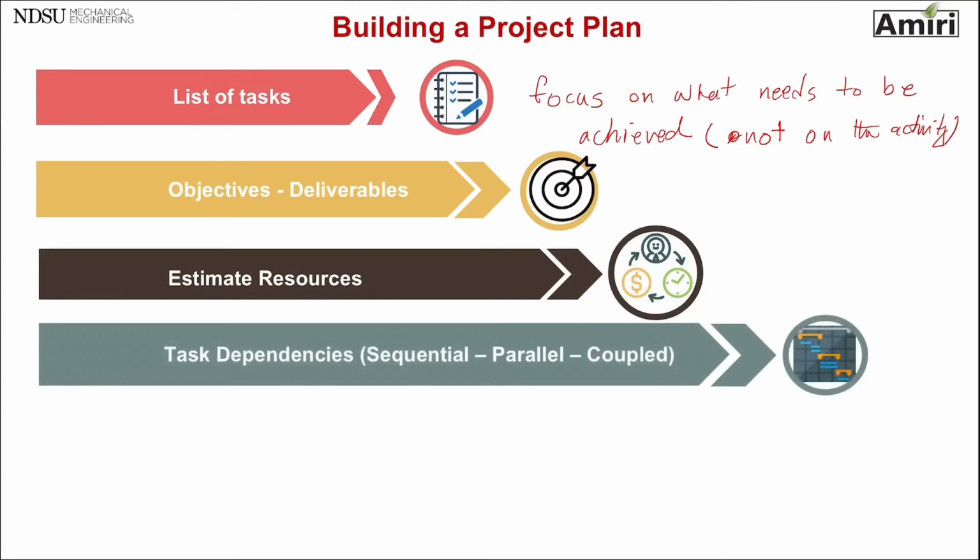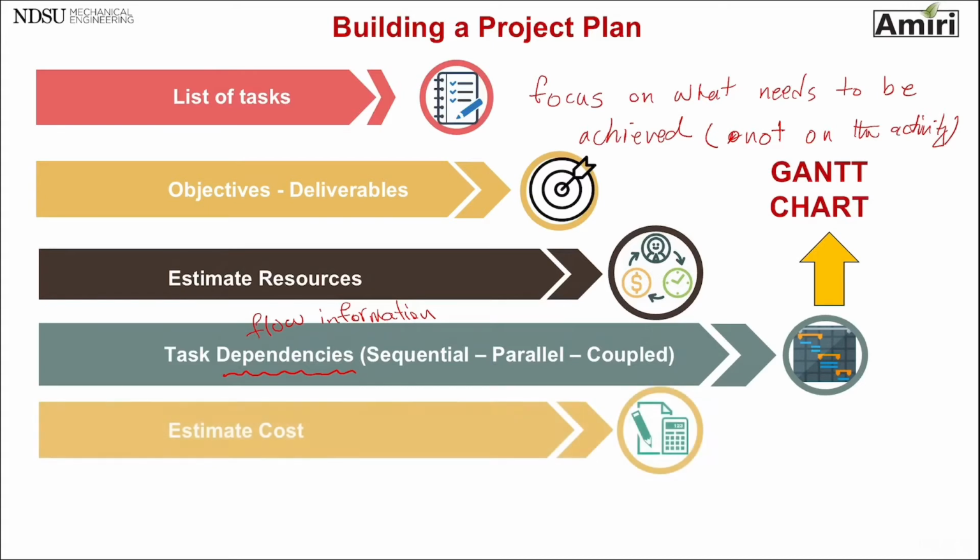Then you got to define your task dependencies. Task dependencies, which I will talk about, is flow of information. Remember how information is flowing between your tasks and how they are dependent on each other. So there were three types: sequential, parallel, and coupled. So you got to identify those. That helps you rearrange your tasks and develop a Gantt chart. You also need to estimate the cost for your project. Again, this is for your entire project, not the product. Cost of the project. This will be a separate document, project budget, which I will be talking about in the next video.